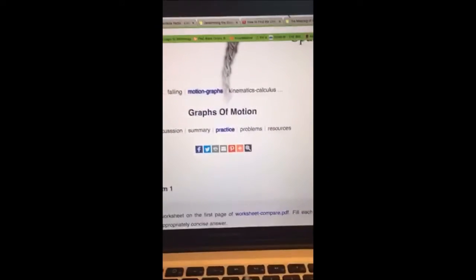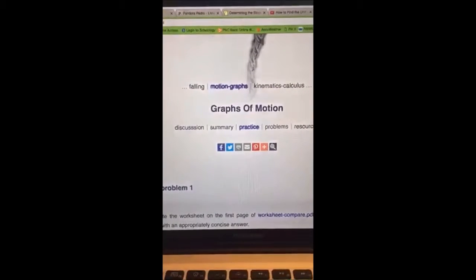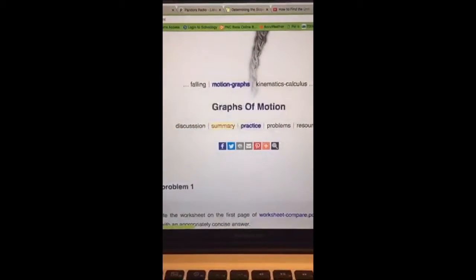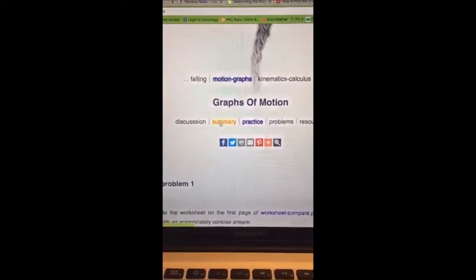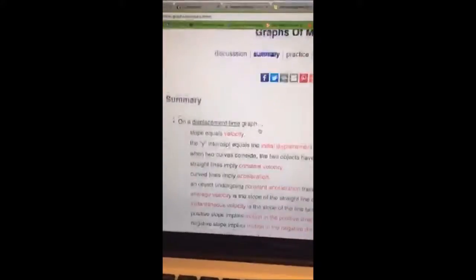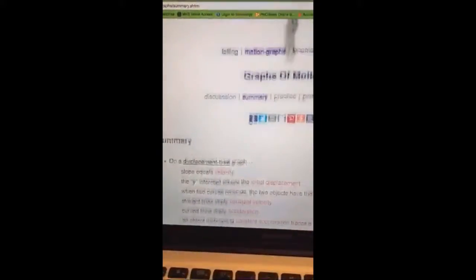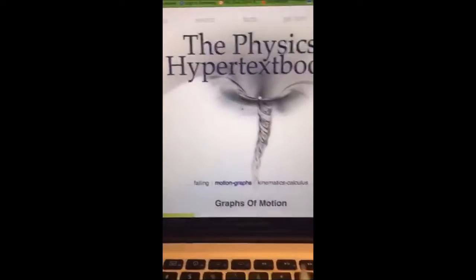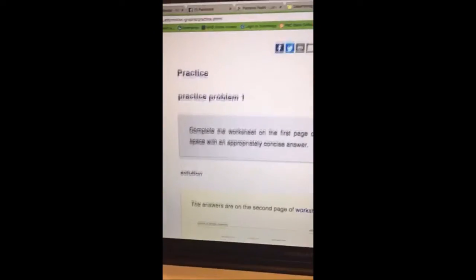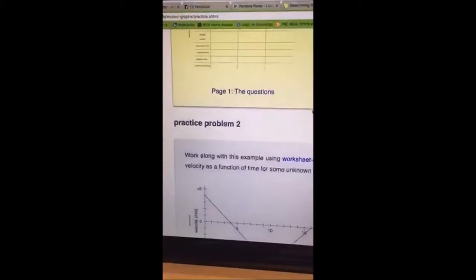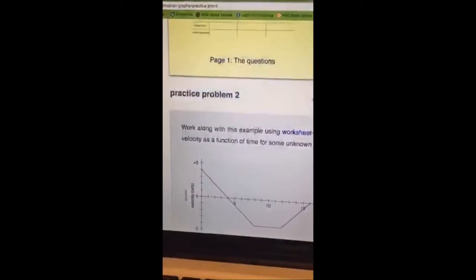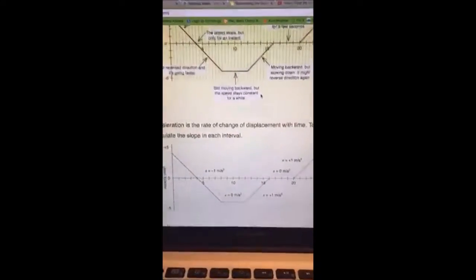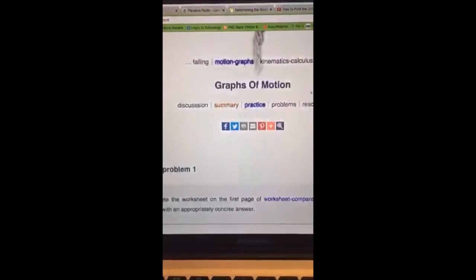And then my third resource is here at physics.info, which is another article type website, but they have so many different options. You can go to discussion, you can go to summary, which summarizes the entire article into just bullet points, and then you can go to practice, which is the interactive part, and it gives you the problem, and then it gives you the solution, and then it gives you another problem and another solution, so you can check your work, and it's very clear, and it walks you through everything you need to know about graphs of motion.